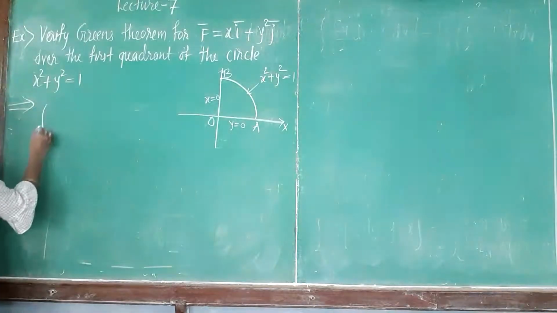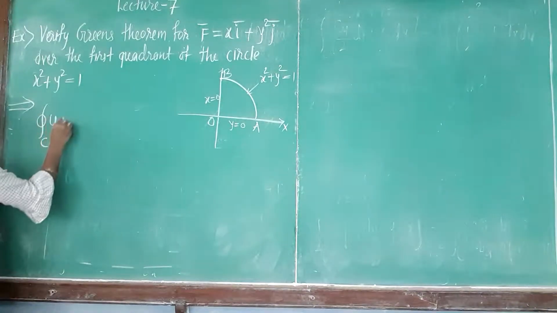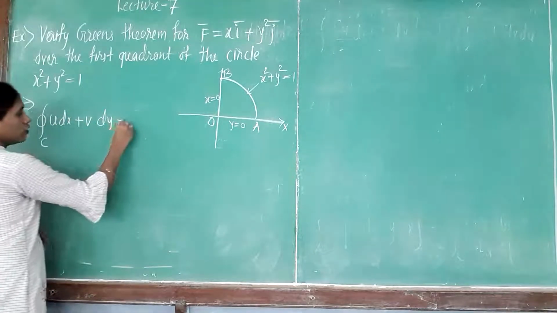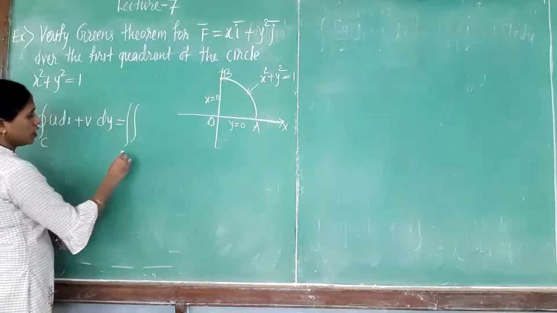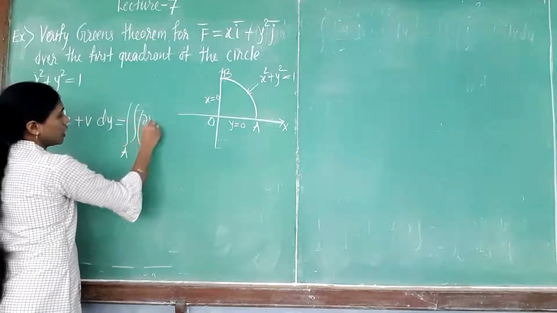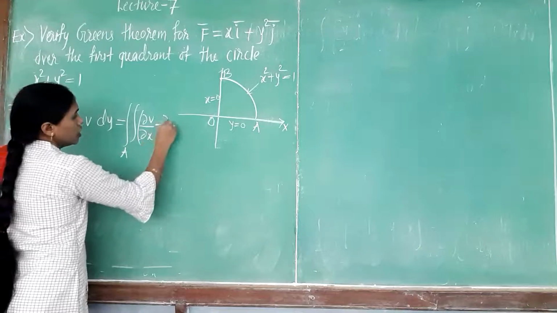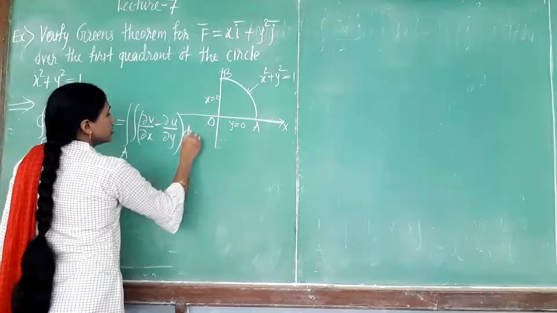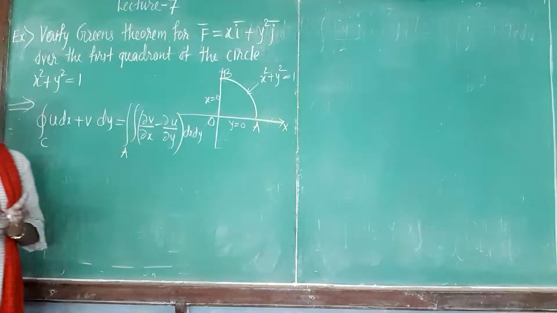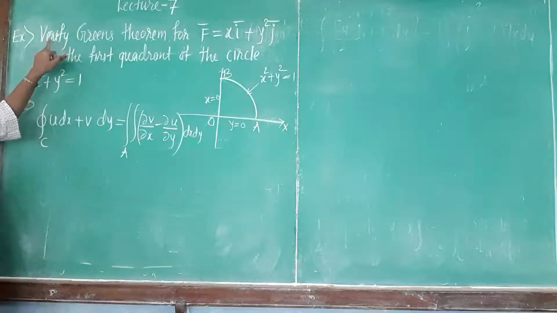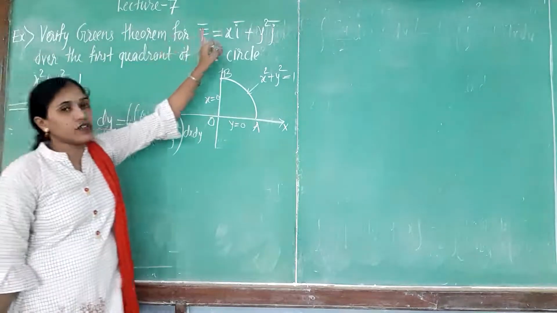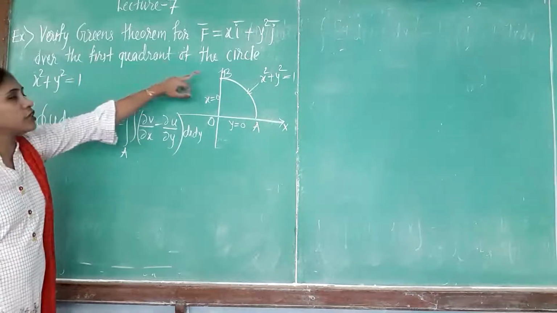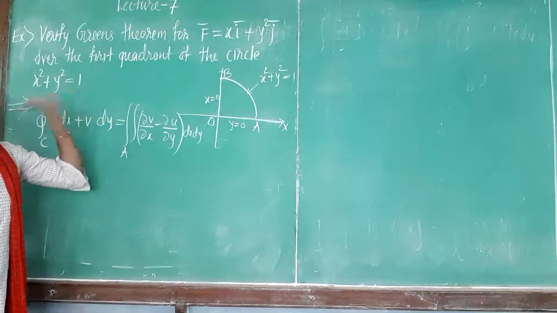Green's theorem is: the integral over closed curve C of u dx plus v dy is equal to the double integral over A of del v by del x minus del u by del y dx dy. Now the question is: verify Green's theorem for f equal to x i plus y square j over the first quadrant of the circle x square plus y square is equal to 1.